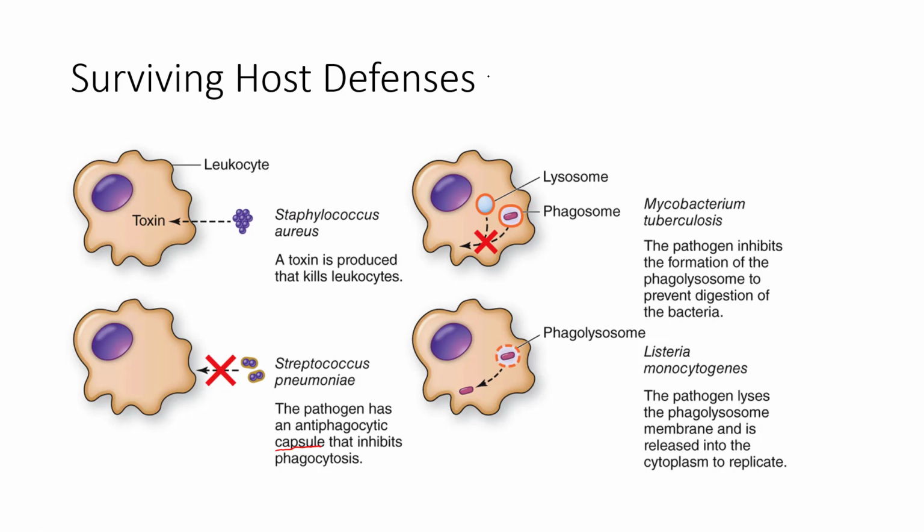There's also another very classic way of surviving host defenses, and it's called antigenic variation. And this is a result of mutation. When pathogens mutate, those pathogens that have a high mutation rate, that's actually an advantage for the pathogen because it changes the surface antigens.